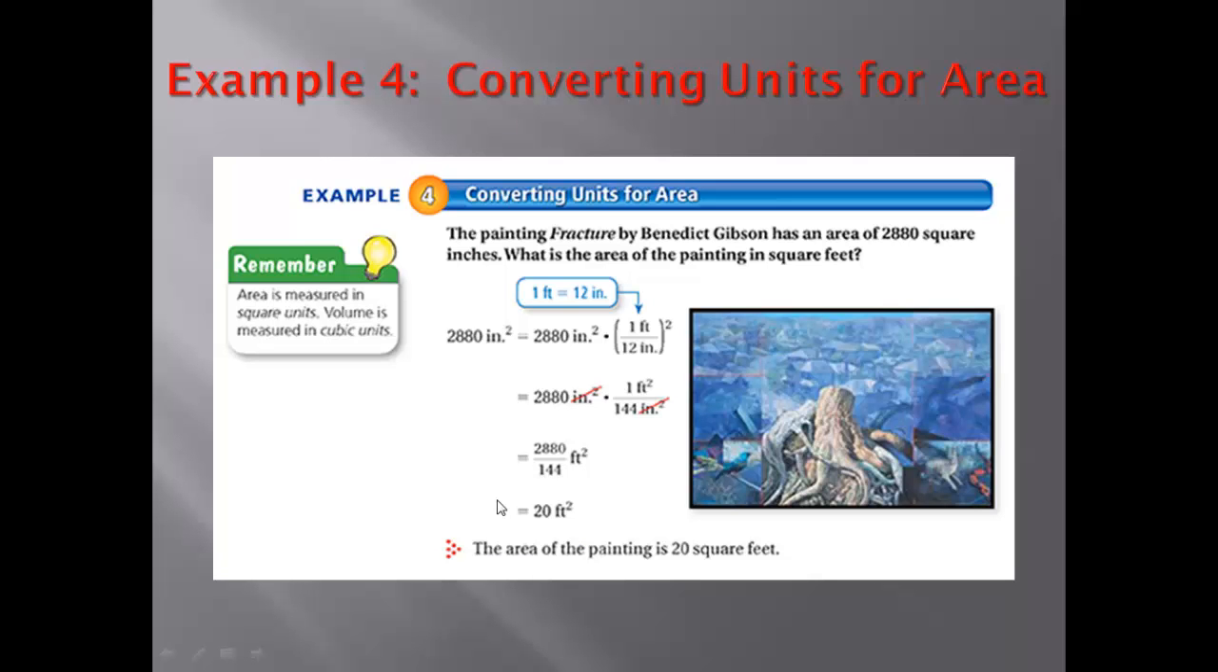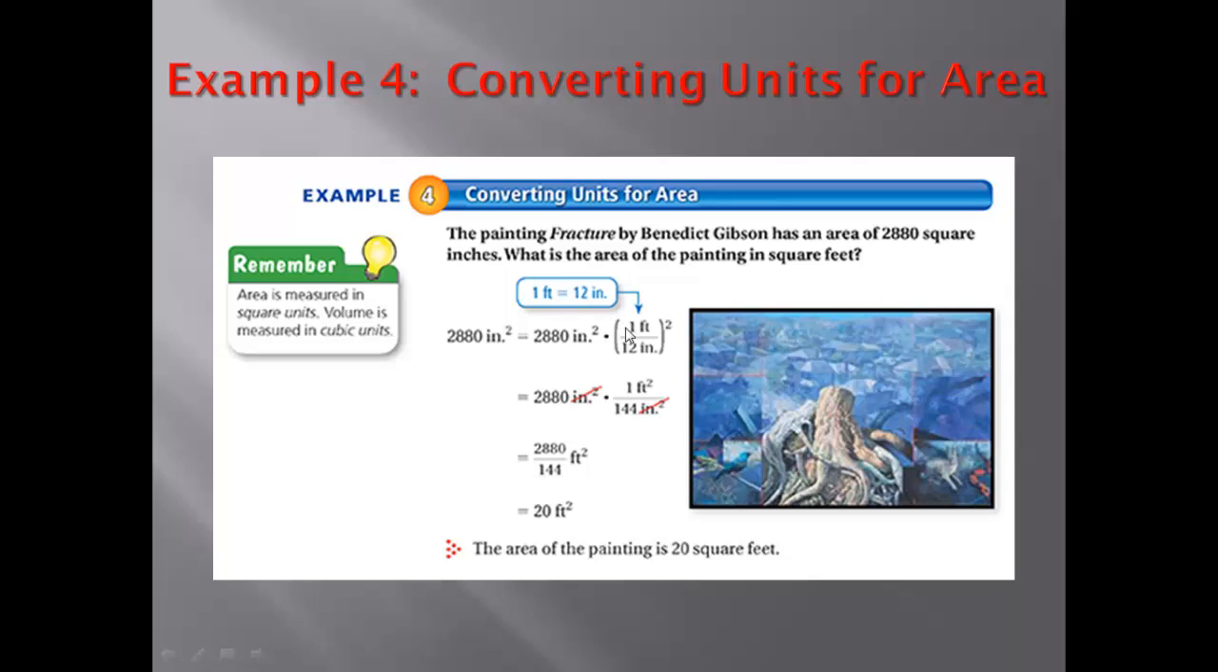For example 4, we're converting units for area. The painting Fracture by Benedict Gibson has an area of 2,880 square inches. What is the area of the painting in square feet? So in the problem, I have square inches and I want square feet. My conversion factor is 1 foot equals 12 inches.